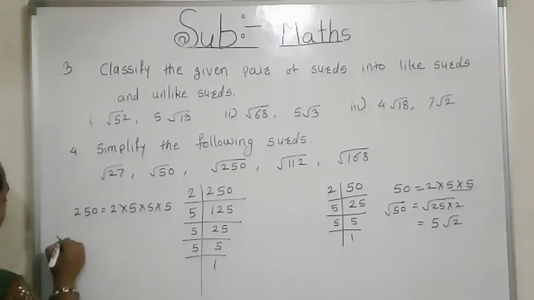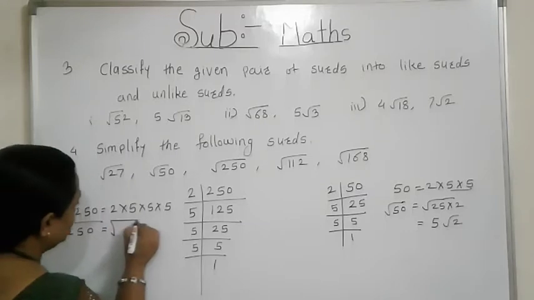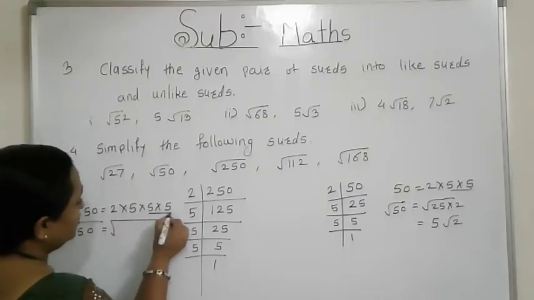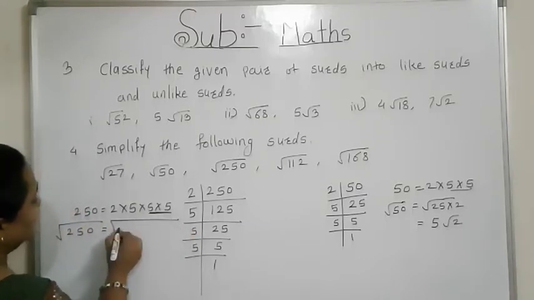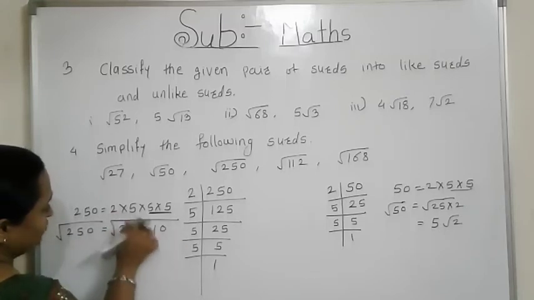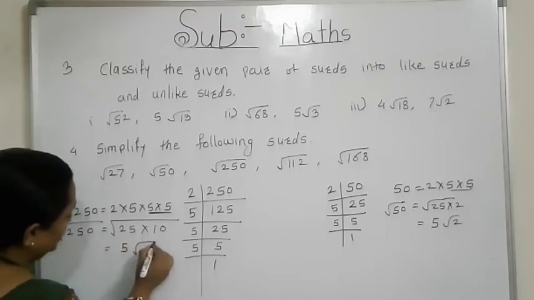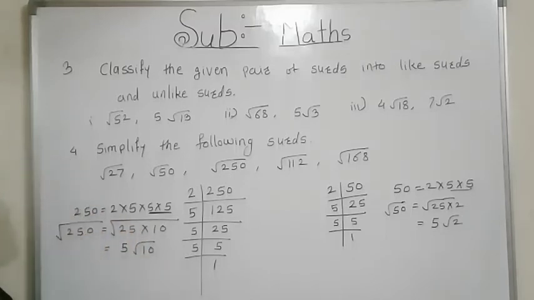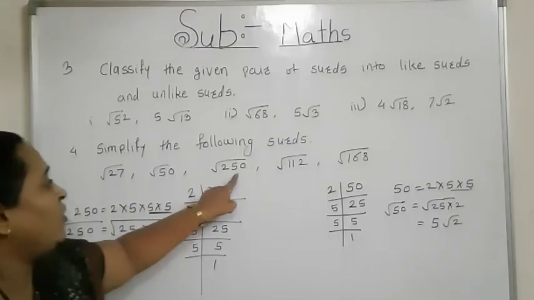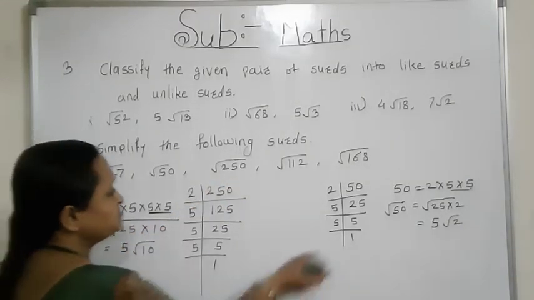Over. Now we are taking the square root, so square root of 250 is equal to the square root of that. Now we want two numbers the same, meaning 5 into 5, 25. 25 into 10, these two 5s come out. Square root of 25 is 5, so it is 5 root 10. This is the simplest form of root 250. Now, next example.